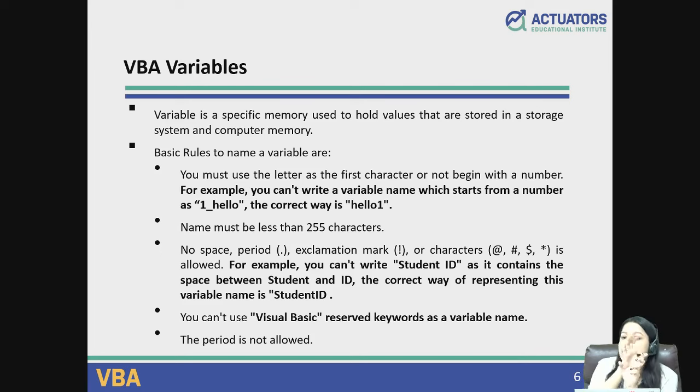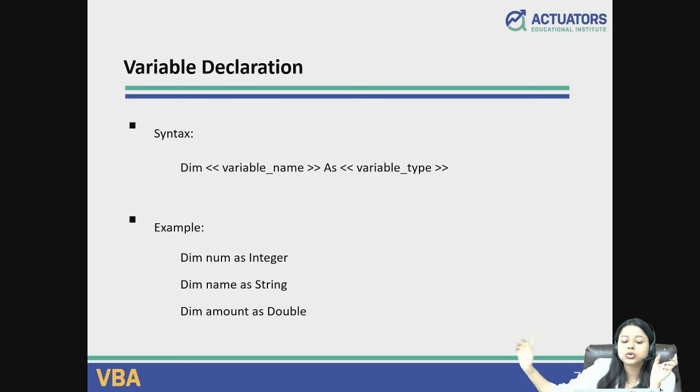Make sure you don't start it with any symbol. Make sure you don't start it with any number. Make sure you don't have spaces in your variables, right? So these are the basic things which you have to keep in mind when you are creating or giving the name to a variable.